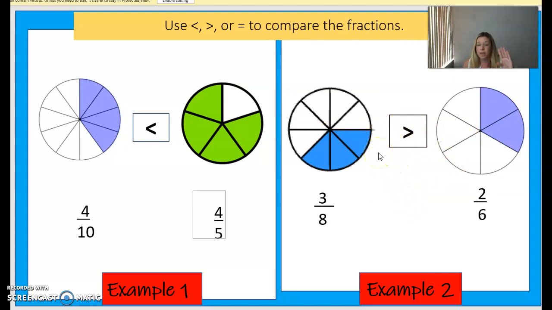Some of you have the Pac-Man is eating the bigger number, or the alligator is eating the bigger number, or for me, I always think of this being like an arrow and it's pointing to the smaller one. The bigger number is the bully. So whichever method works for you, that's totally fine.